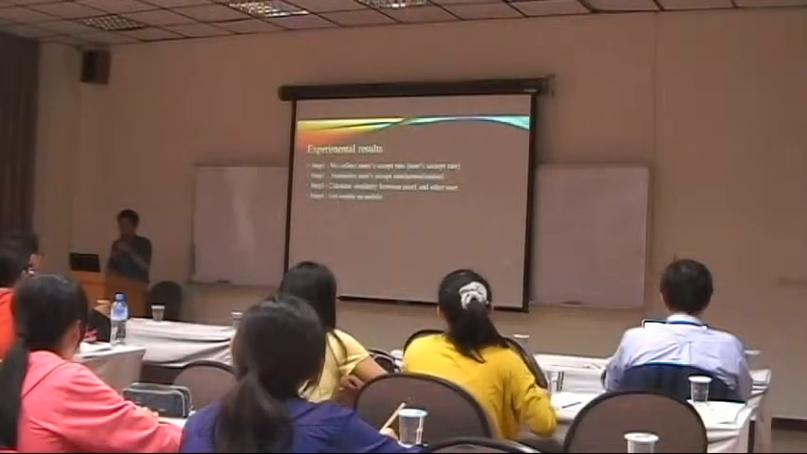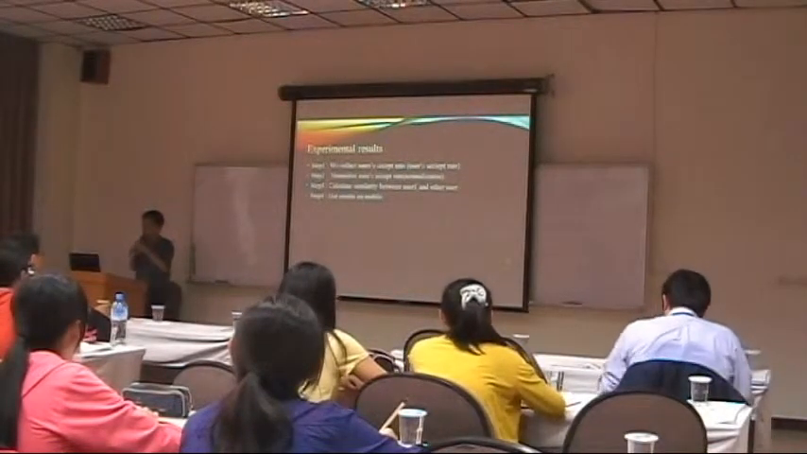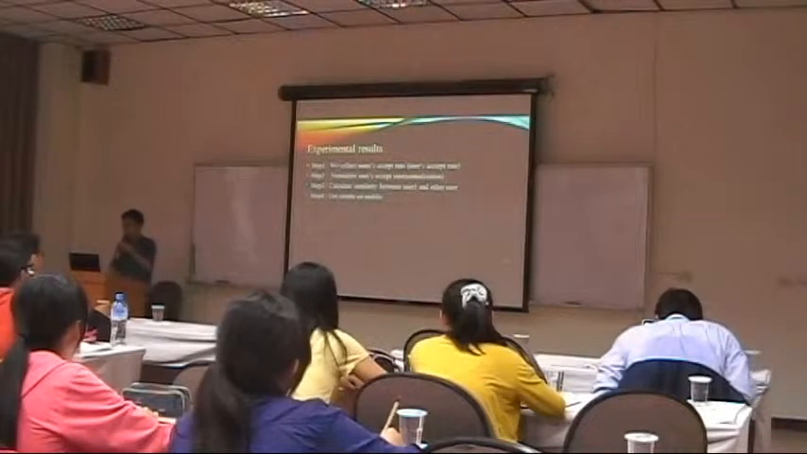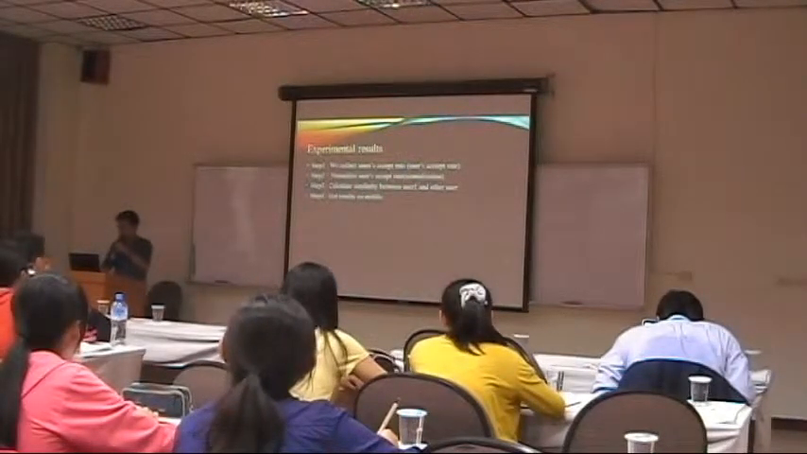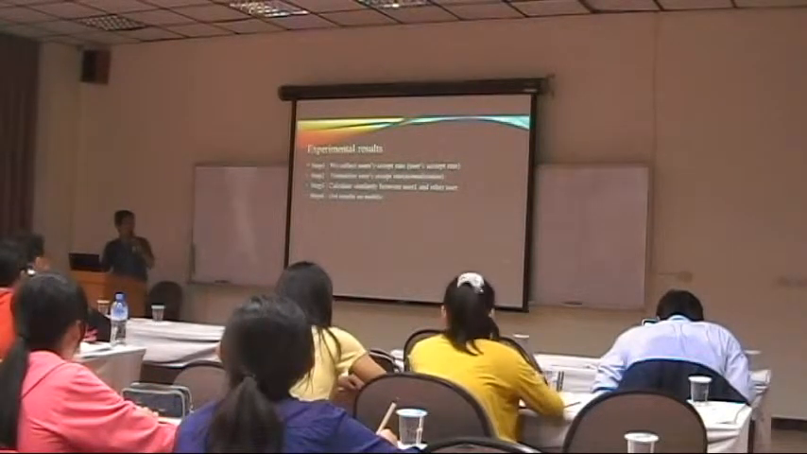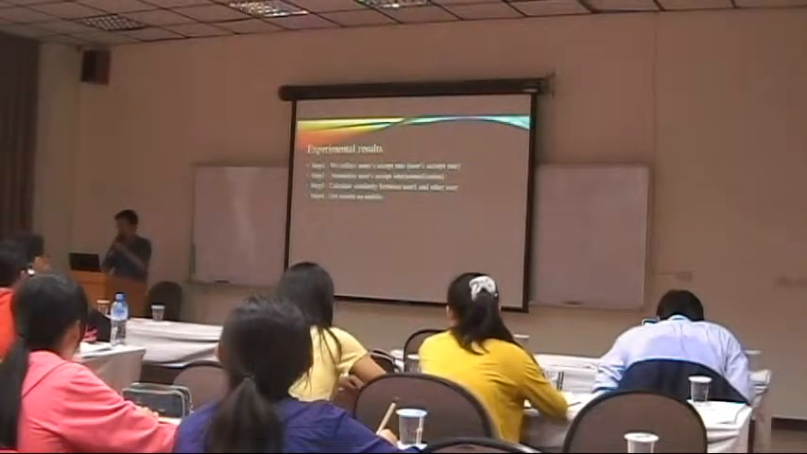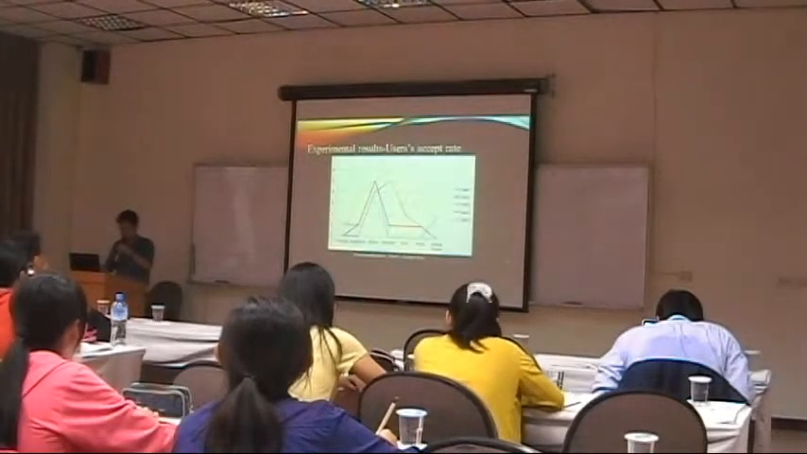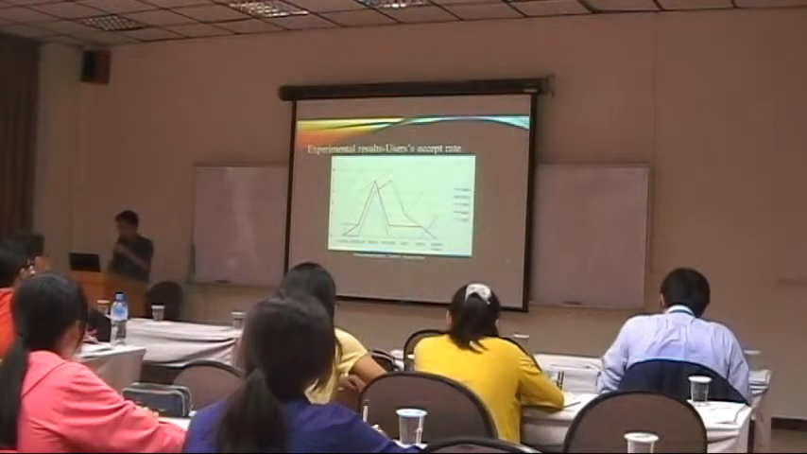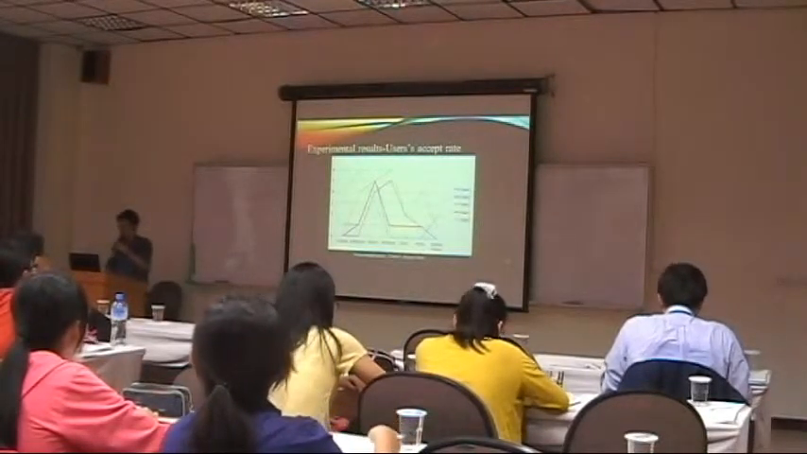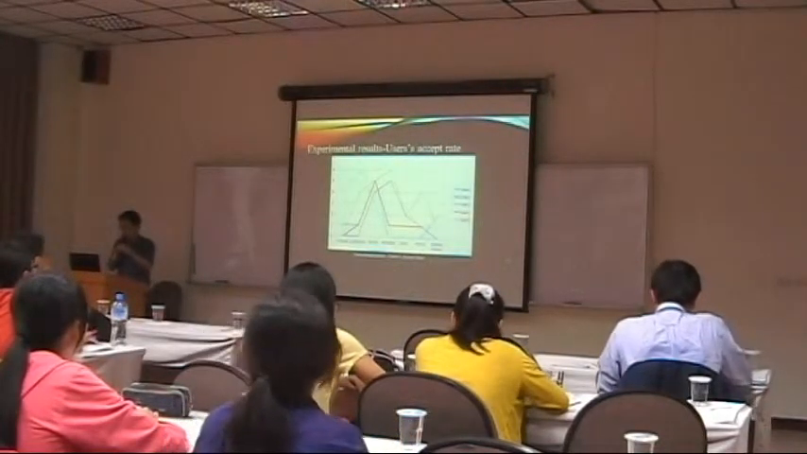For the experimental results, we have 4 steps. The first step is we collect the user's acceptance rate. In step 2, we normalize the user's acceptance rate and calculate the similarity between this user and other users. And the last one is we get the result and show it on mobile devices. And we take the first 5 users as the sample.